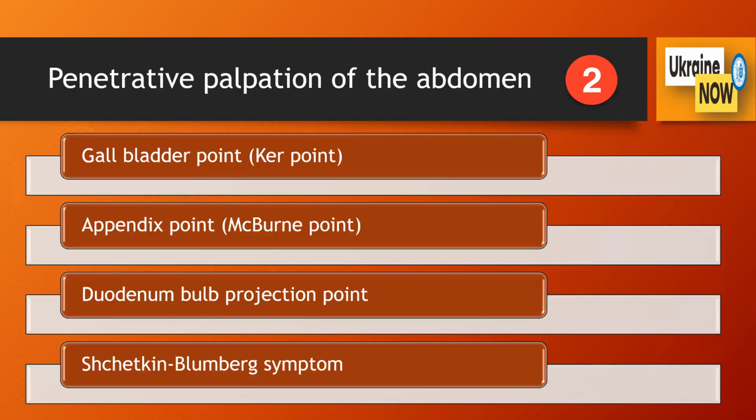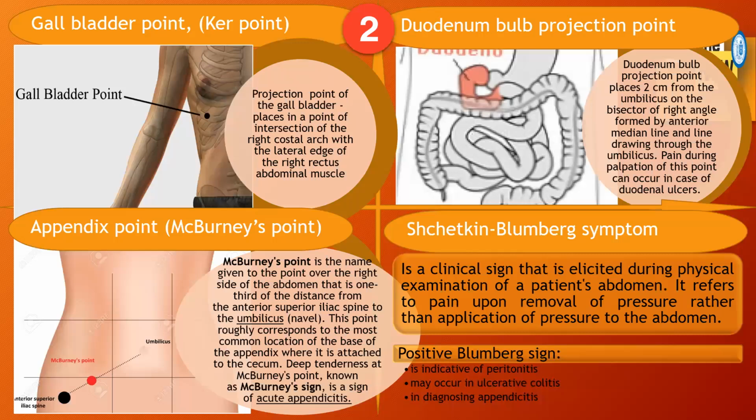Penetrative palpation of the abdomen includes revealing of tenderness points such as the gallbladder point, also called Kehr's point, the appendix point, also called McBurney's point, the duodenal bulb projection point, and detection of Shchetkin-Blumberg symptom. First one mentioned was Kehr's point. It is the projection point of the gallbladder.